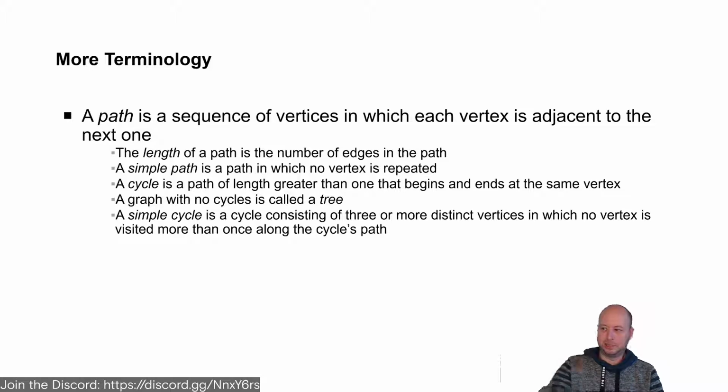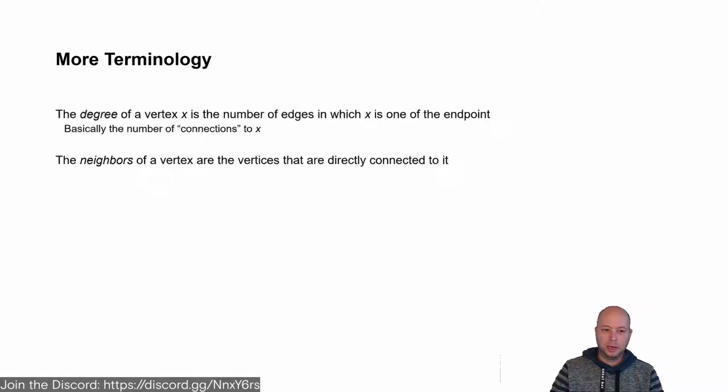So you can imagine a circle, right? Something that doesn't branch, and there's no way to create multiple cycles in that cycle. A little bit more: the degree of a vertex is the number of edges to which it's an endpoint.